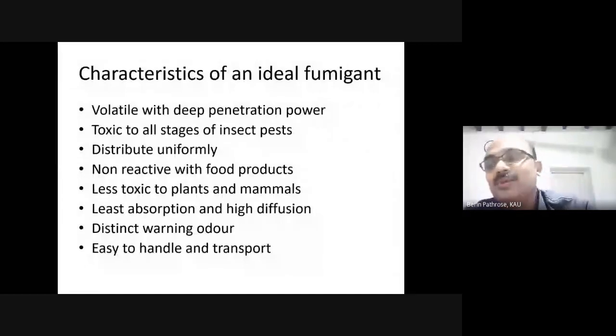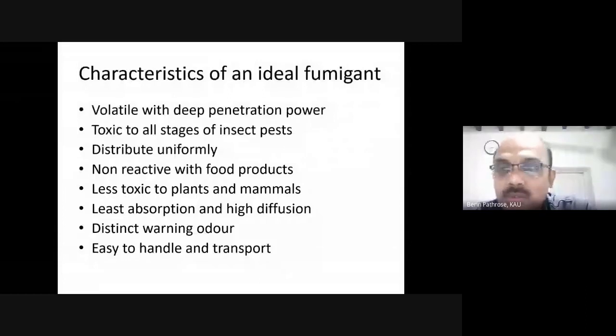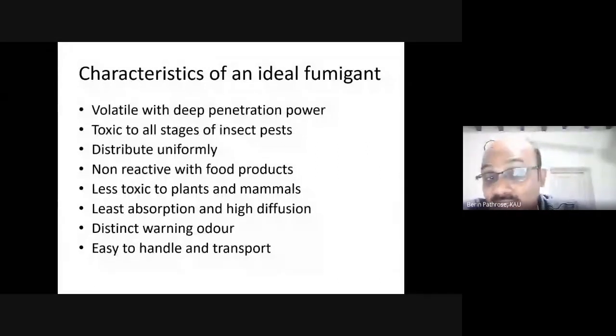And the next thing is it should be less toxic to plants and mammals. Most of the fumigants don't possess that property. If it is toxic to insects, it is toxic to mammals also. It may or may not be toxic to plants. Certain fumigants are non-toxic to plants, still they are toxic to insects. But fumigants which are toxic to insects are almost always toxic to mammals and other organisms also. So that character also most fumigants don't possess.